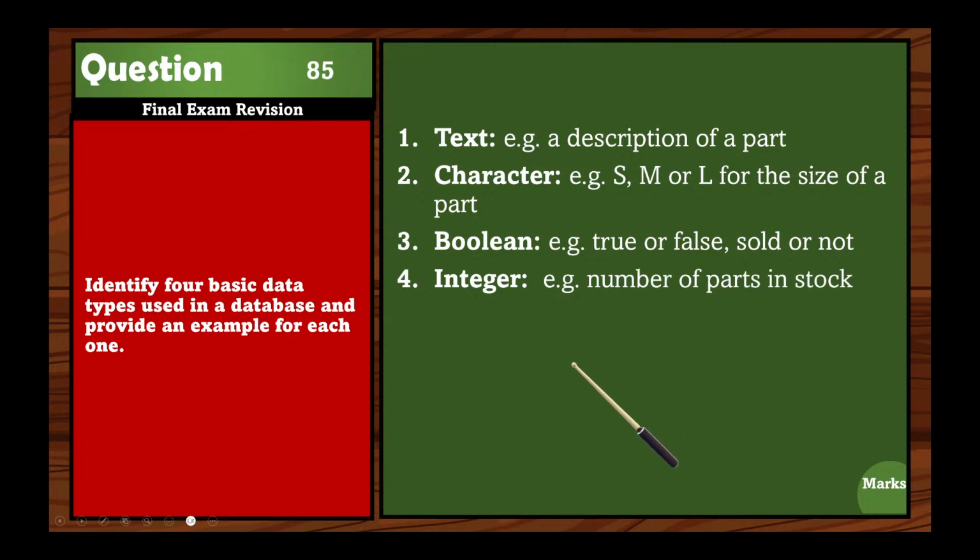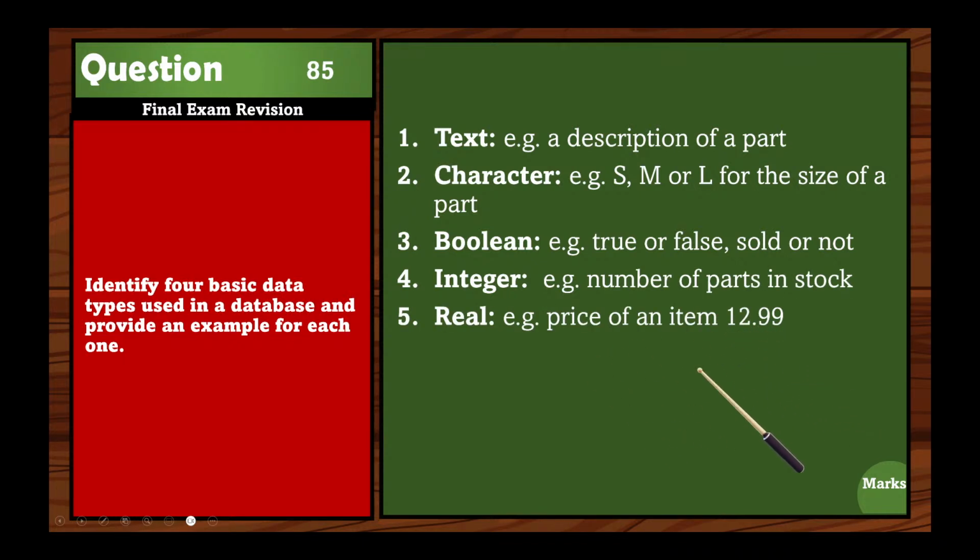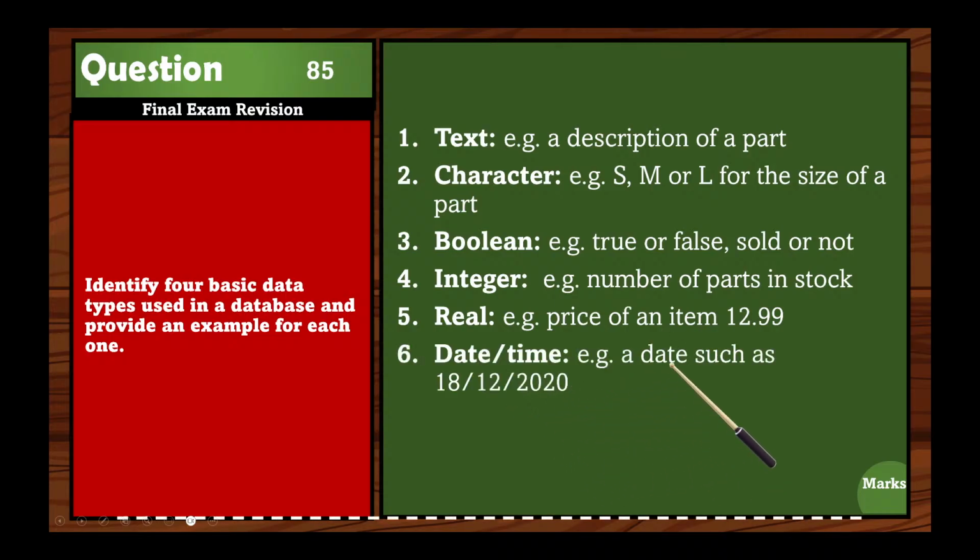Then you have an integer, which is a whole number. Then you have a real, which is a number with a decimal point, let's say 12.99. Then you have date and time, which stores a date such as 18/12/2022, and also stores the time. Okay, so that's it for now.